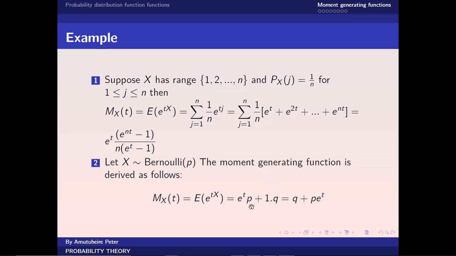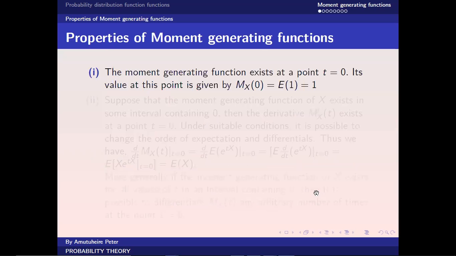So when x is 0, then we don't have a p. This will be e to the 0, so that one gives us this term. And when x is 1, it will surely give us this term. So this is the moment generating function for the Bernoulli.